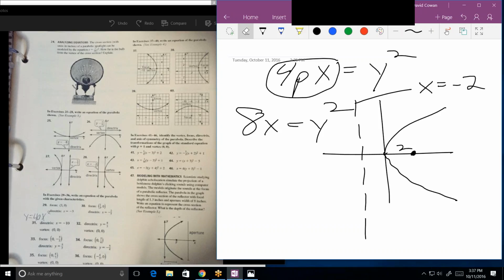Okay, so make sure you can go either way on these. Given a graph, you need to be able to come up with the equation. Given an equation, you need to be able to come up with the graph. And 2 makes sense for where the focus is. It's obviously in positive territory, so it's a +2 for p, not a -2.